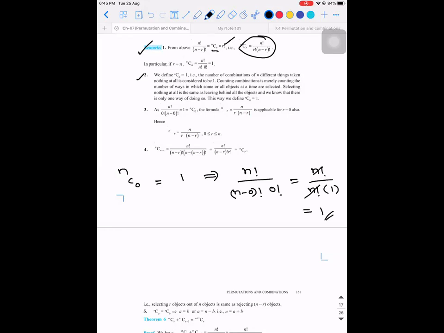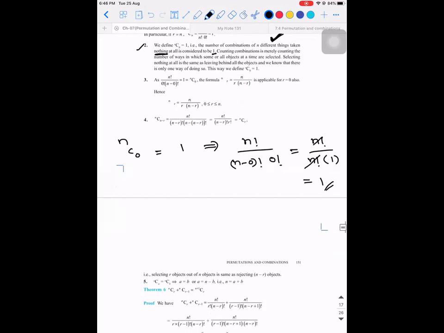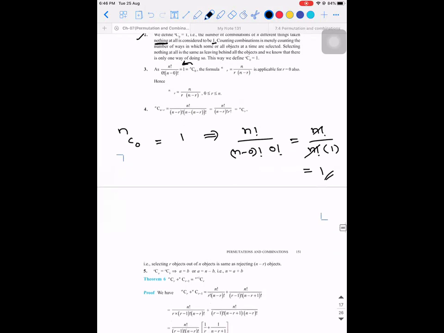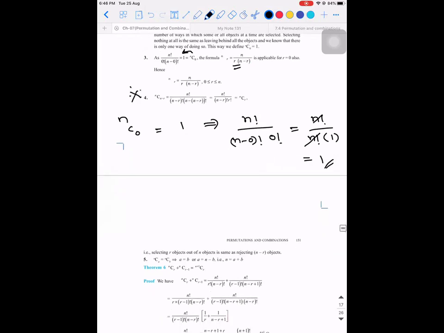The meaning of it is the number of combinations of n different things taking nothing at all. Means you have n objects in your hand. You're choosing nothing. In how many ways can you do that? You can do it in one way. The one way is to sit idle. That's it. You're able to understand. So you have n different objects. You're choosing nothing. That can be done only in one way. That is the meaning of it. So NC naught is 1, I have derived and shown.